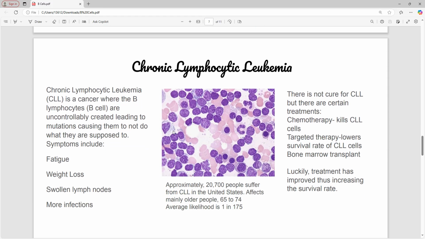So next we're going to move on to diseases. One disease is called chronic lymphocytic leukemia, or just CLL. This is a cancer where the B cells, or the lymphocytes, which is just a fancy word, are uncontrollably created, which leads to mutations and causes them to not do what they're supposed to, basically just attacking you.